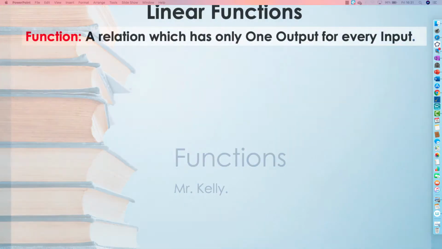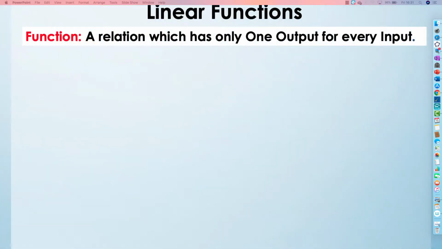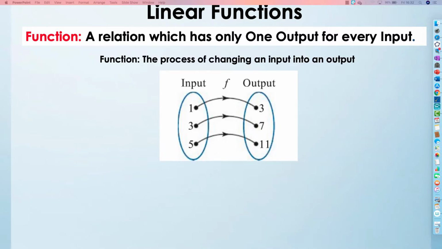So, first things first. A function is a relation which has only one output for every input. What that means is, we take an input, so we take a number, we put it through a function, and we get out a different number. So that's what a function is. A function is where we take a number, we put it through something, and we get out a different number. Okay?